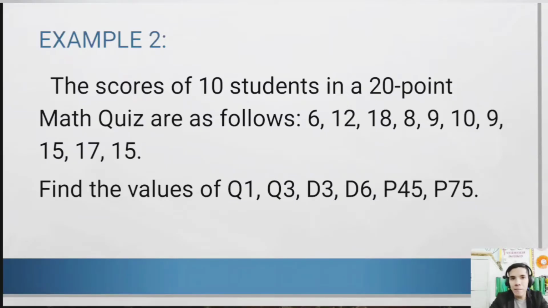Let's have an example number 2. So, here we have the scores of 10 students in a 20-point math quiz as follows. So, you have 6, 12, 18, 8, 9, 10, 9, 15, 17, and 15. Find the values of quartile 1, quartile 3, decile 3, decile 6, percentile 45, and percentile 75. Okay. So now, here is the solution how to get the following.